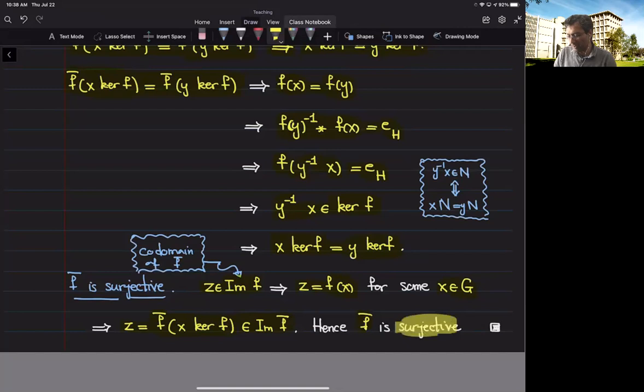We showed that F bar is well defined. We showed that F bar is a group homomorphism. We discussed that it is injective and surjective, and therefore F bar is an isomorphism from G over kernel of F to its image.